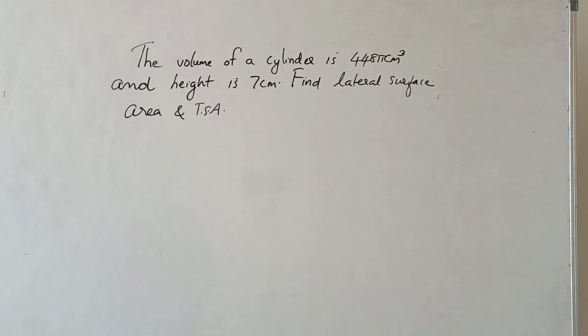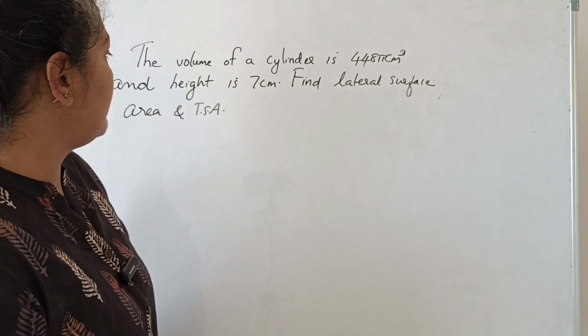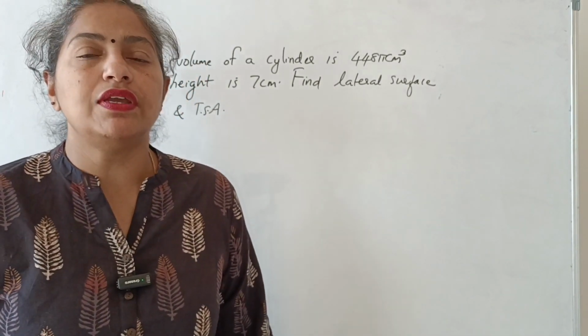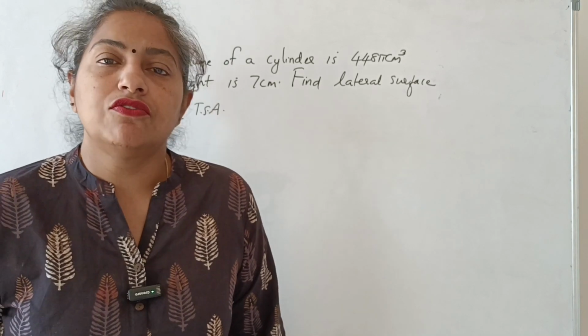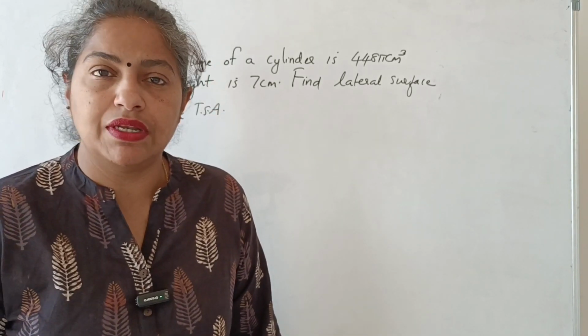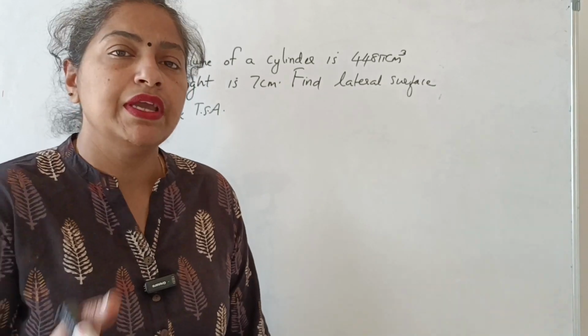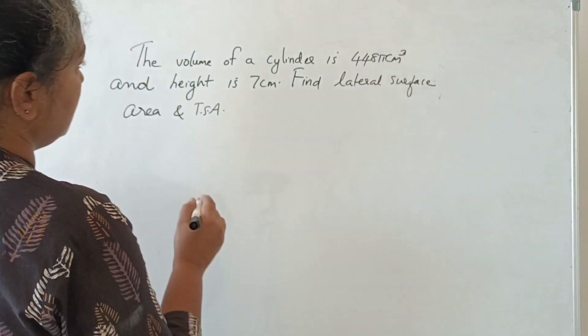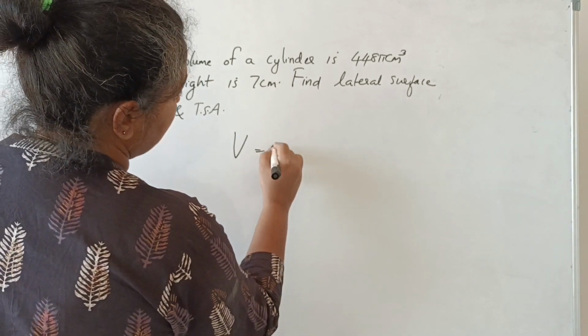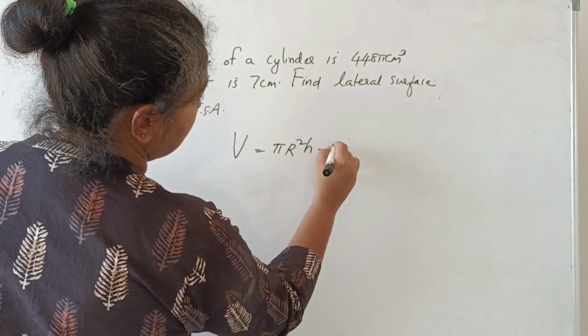The volume of a cylinder is given to be 448 pi and the height is 7. So we have to find the lateral surface area and the total surface area. So this is the volume plus area sum. So we need to check the units. Everything is in centimeters, so I can safely start the sum. Let us write down the data that is given to us. We know that the volume of a cylinder is 448 pi. So we know that the volume formula is this.